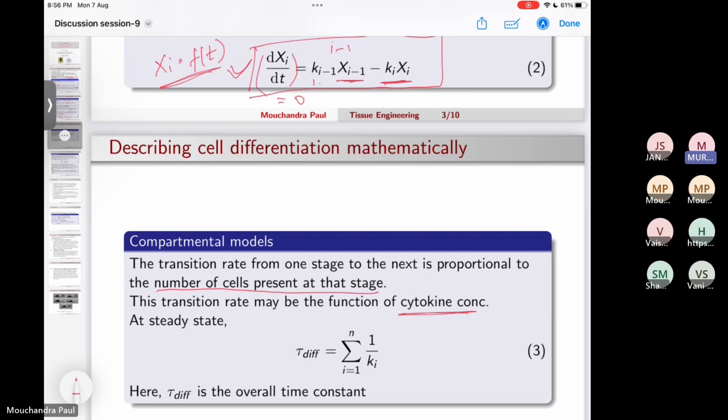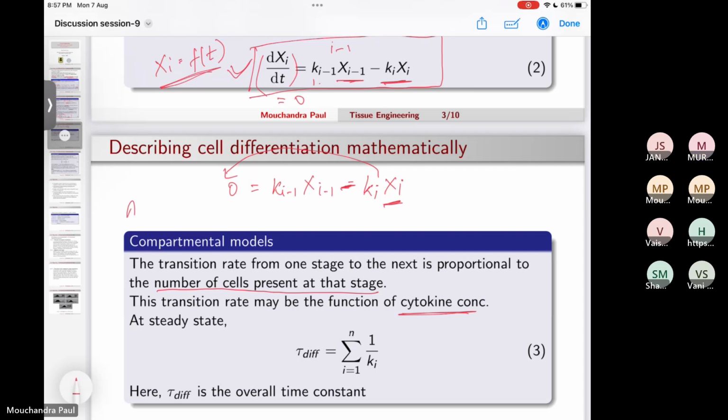No. Why no? We can try. So it's going to become a simple equation like this, right? k(i-1) x(i-1) minus ki xi equals 0. And then you shift this value to the left hand side, right? And then if xi is required, you can calculate xi.